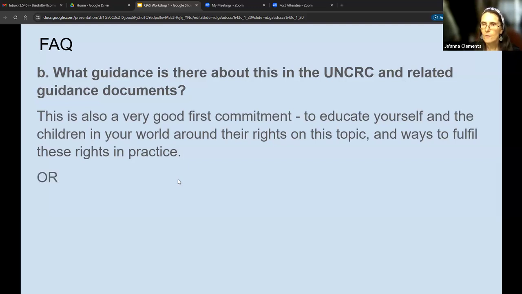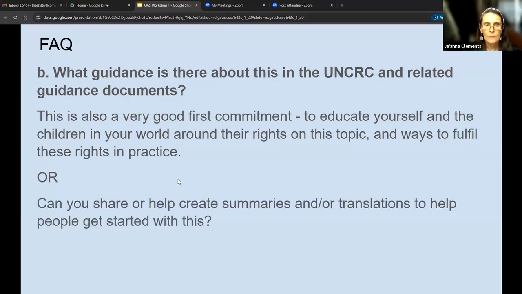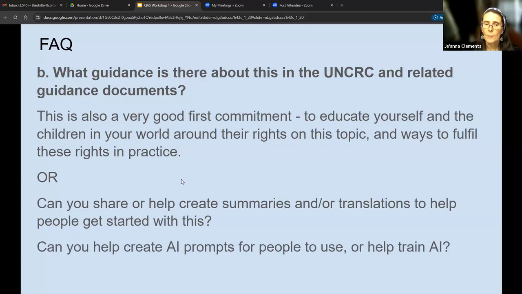On the other hand, if you feel you already have that fairly well in hand, you might be able to help create summaries for people, because some of these documents are quite a read, quite a bit of work, and they are not necessarily going to be available in all local languages. So are you able to help create summaries or translations? Can you help create AI prompts for people to use?